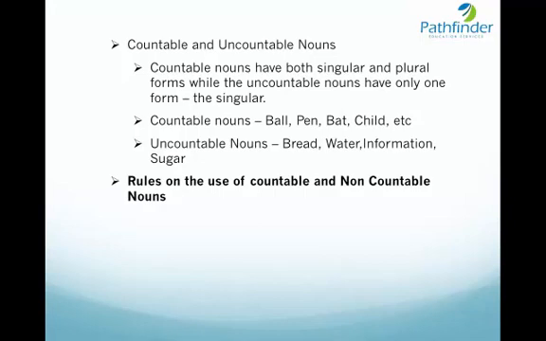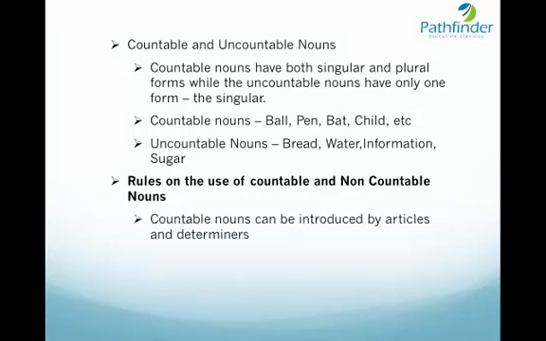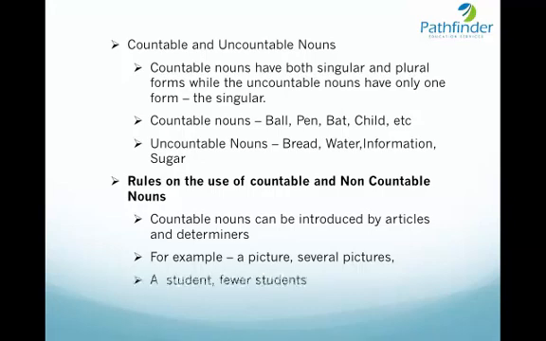Now there are some basic rules on the use of countable and uncountable nouns. For example, countable nouns can be introduced by articles and determiners. For example, we can say a picture or several pictures. Several is a determiner. A is an article in a picture. You can rarely introduce, in fact, you can never introduce uncountable nouns by determiners and by articles. Articles are a, an, and the. A student, fewer students, again, fewer is a determiner.